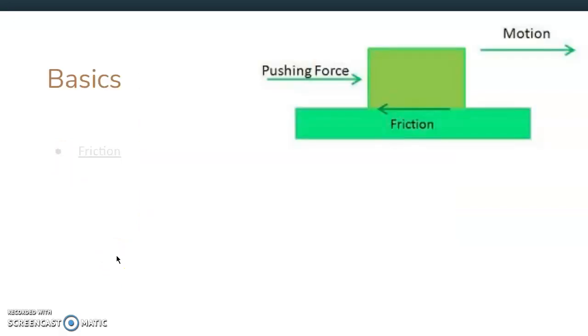But some of the basics that we're going to learn about, first the definition. So friction, or a friction force, is the force that opposes motion. That's going to be our most important definition. It opposes or goes in the opposite way of the motion or the direction that we're going.